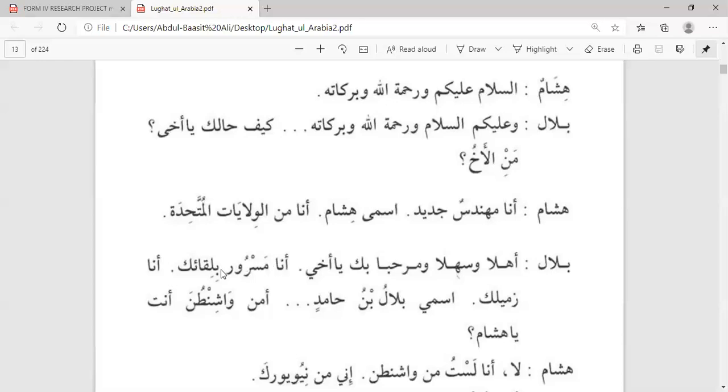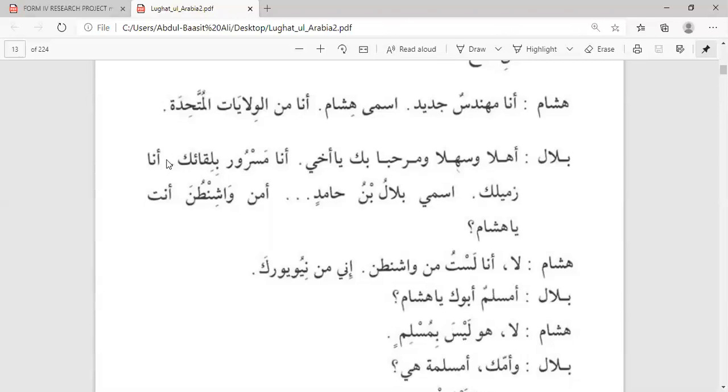It might be a formal meeting, it might be an informal meeting, you know, you meet somebody on the road. So "Ana masrurun biliqa'ik," I am happy to meet you, which is a normal expression you would say to welcome somebody and make them feel at ease. You would tell them, welcome, be at ease, I'm happy to meet you. These are things you normally tell somebody to make them feel welcome.